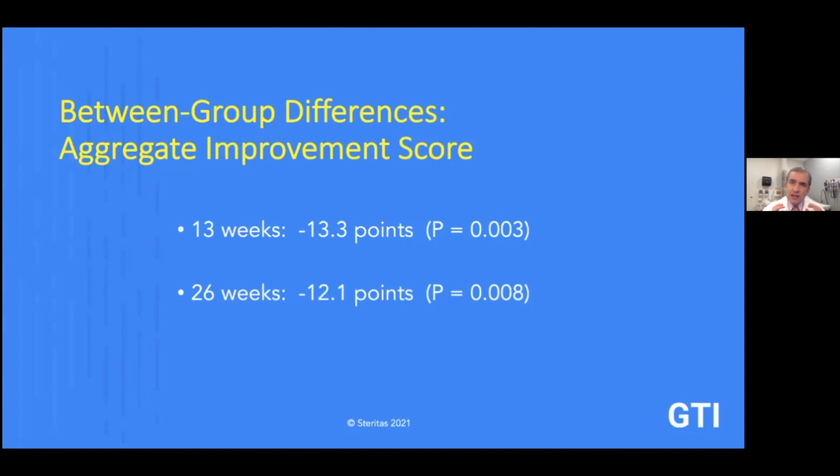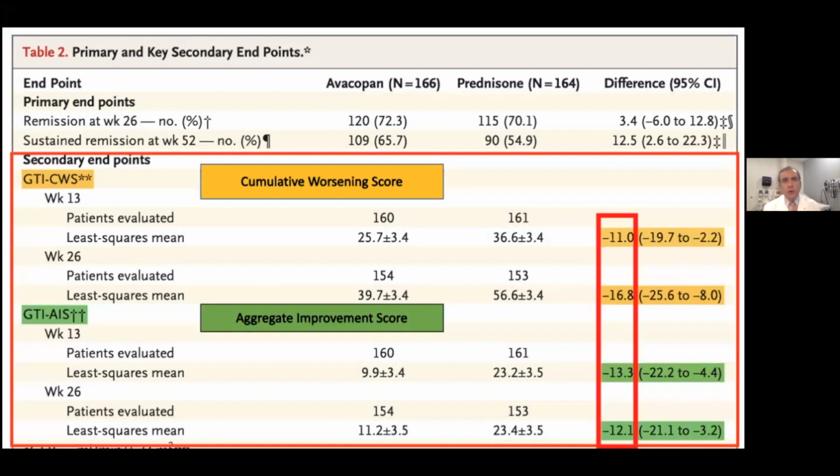So the GTI permitted the ADVOCATE investigators to demonstrate that at both 13 weeks and 26 weeks, Avacopan reduced glucocorticoid toxicity compared to standard of care. And this was not only statistically significant, it was clinically important as well. So the investigators reported the GTI as the most important secondary endpoint of efficacy in the trial. And this is table 2 from the New England Journal of Medicine, showing those numbers, those between group differences on the right in the red rectangle.